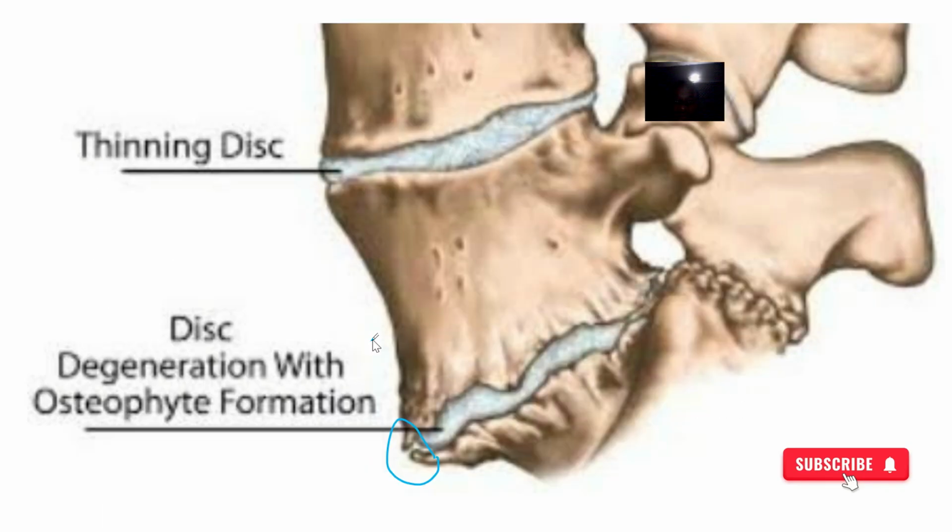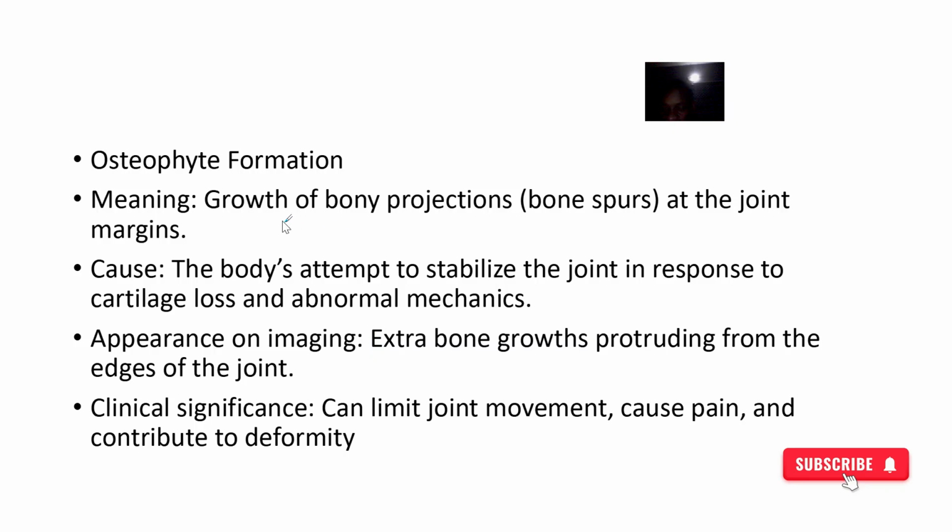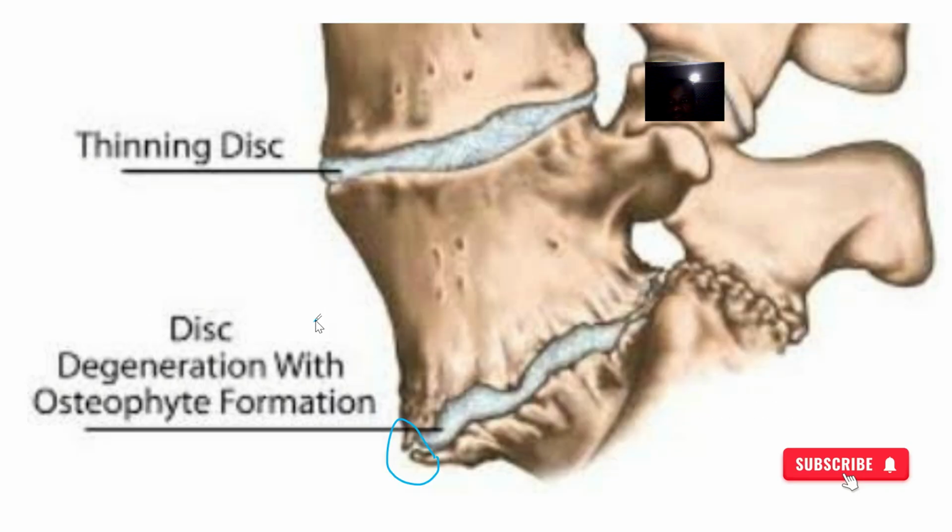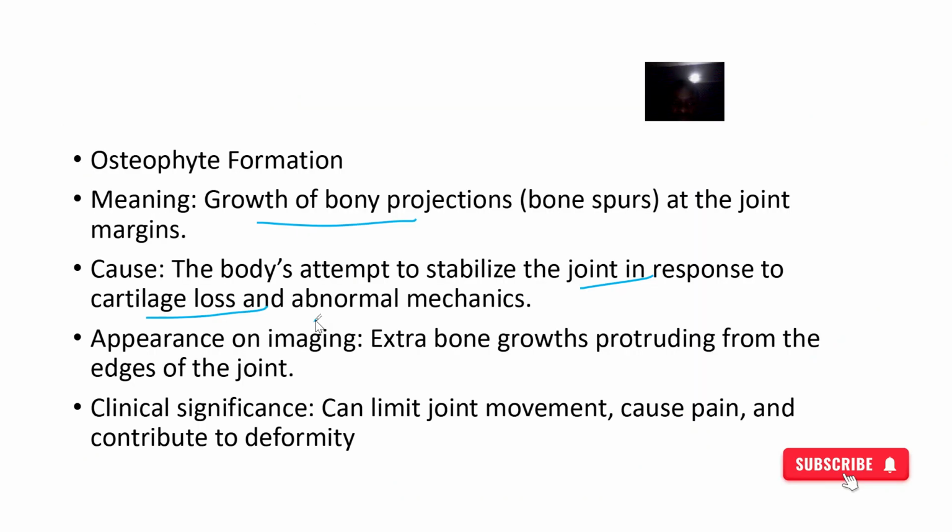Alright. Then for osteophytes, they are just growths of bony projections, that's bone spurs at the joint margins. The cause is the body's attempt to stabilize a joint in response to some cartilage loss, when the joint is not stable anymore. Do you understand?